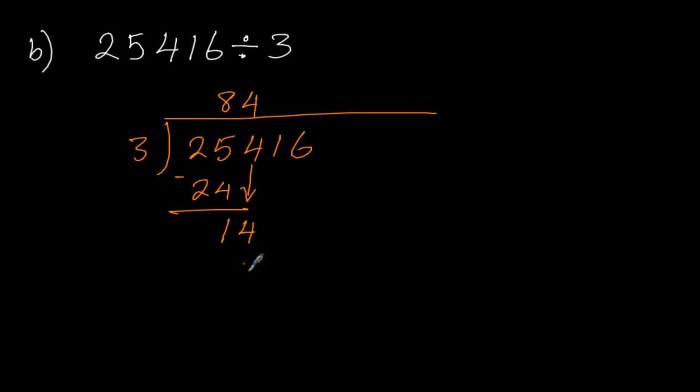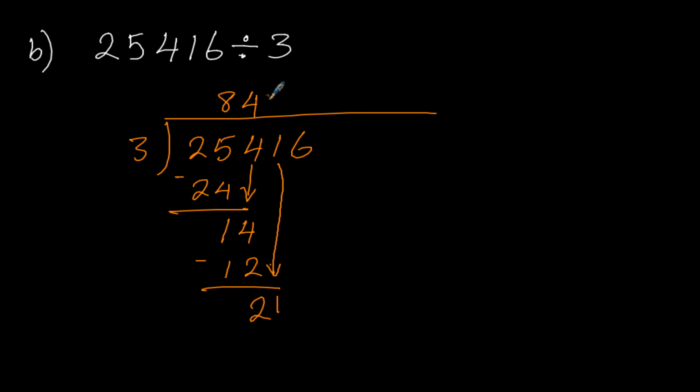So 4 times 3 will give me 12. Then when I subtract 14 minus 12, it gives me a 2. And I bring this down here. So that is a 1. And so we are dividing 21 by 3.